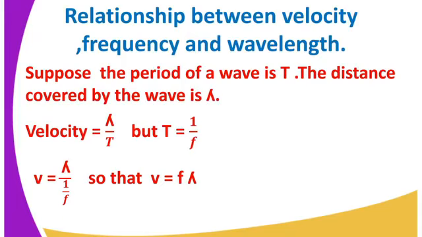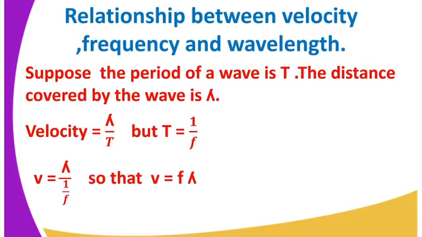Velocity is given by the distance covered by a wave over the time taken by the wave. Therefore, if the velocity is v, then the distance covered by a wave is lambda, which is the wavelength, over the time taken by the wave, which is t, the period. That is from the normal formula of linear motion: speed is given by distance over time.